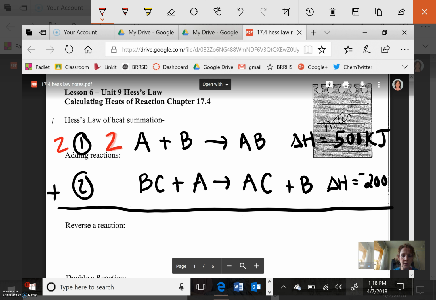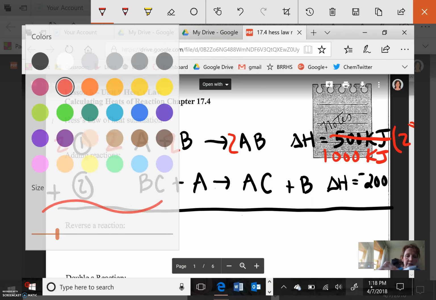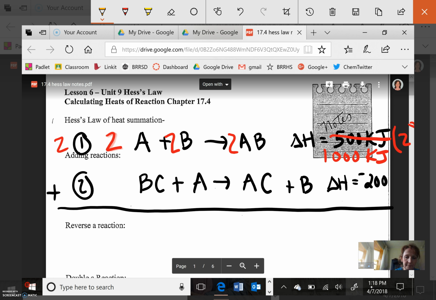So it would produce 2A, 2 moles of B, and it would produce 2 AB compounds. That means we have to also double the enthalpy of reaction. So now we have 1,000 kilojoules. And we can also half a reaction. Let's half reaction B. Let's say we only want to produce half the heat.